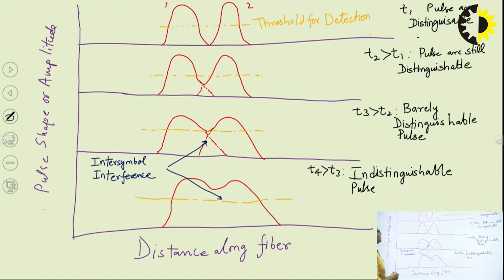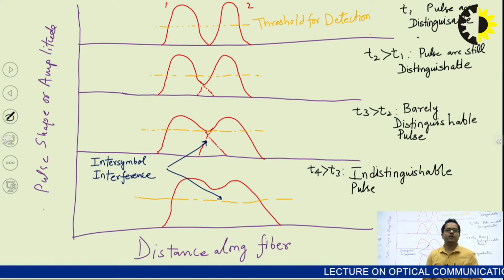So this is the complete picture explaining how dispersion is affecting the strength of the signals, to such a level that we are not able to distinguish between the two pulses. If those two pulses are interfering with each other, such a phenomenon is called inter-symbol interference. Because of this inter-symbol interference, your pulses are interfering based upon the phenomenon of dispersion.